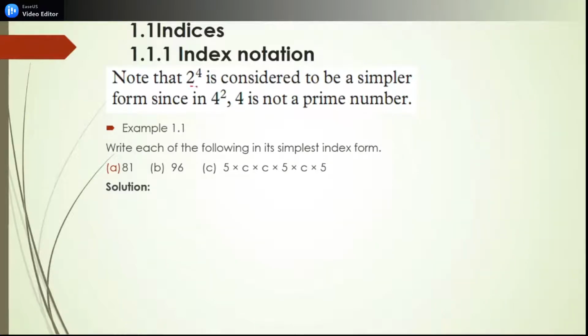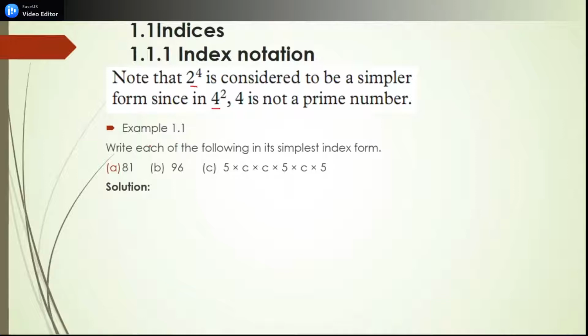Note that 2 power 4 is considered to be the simpler form, since 2 is a prime number.